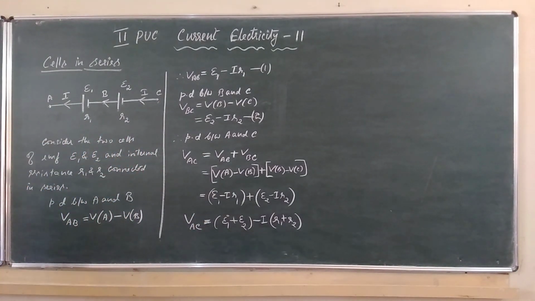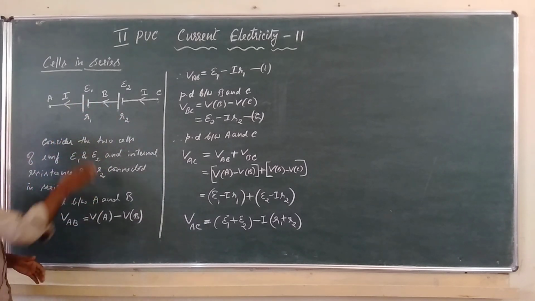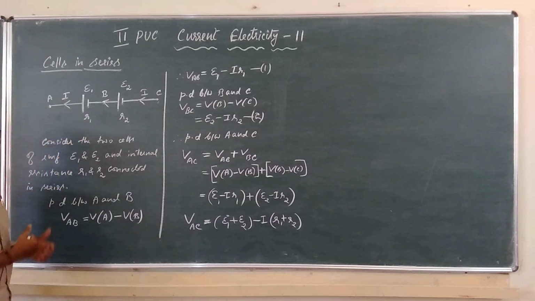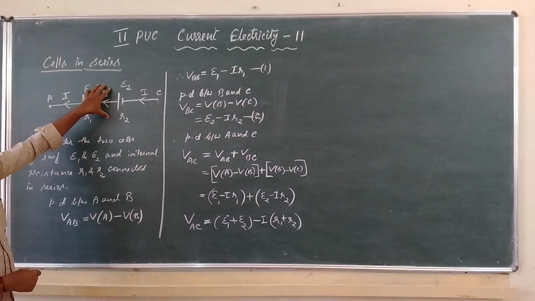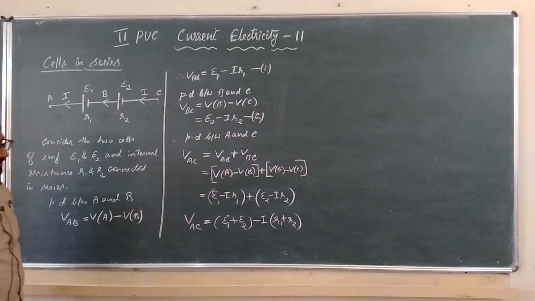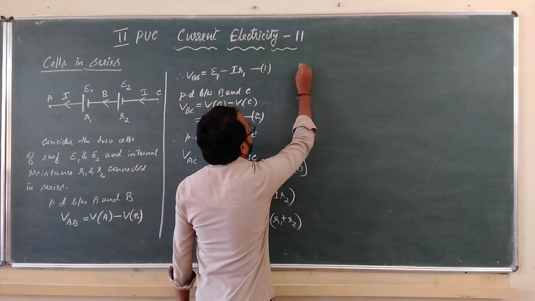Now if the combination of these two cells is replaced by some other cell of EMF E equivalent and internal resistance R equivalent, such that the external circuit draws the same amount of current from that cell, or that cell supplies the same amount of current as the combination does, then that cell which is used to replace this particular combination of cells is the equivalent cell of the combination. Okay.